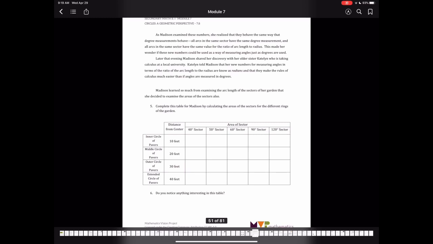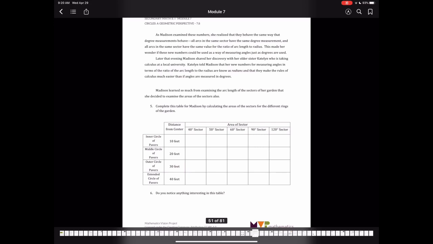This made her wonder if these new numbers could be used as a way of measuring angles just as degrees are used. Later that evening, Madison shared her discovery with her older sister Caitlin, who's taking calculus at a local university. Caitlin told Madison that her new numbers for measuring angles in terms of the ratio of arc length to the radius are known as radians, and that they make the rules of calculus math easier than if angles are measured in degrees.